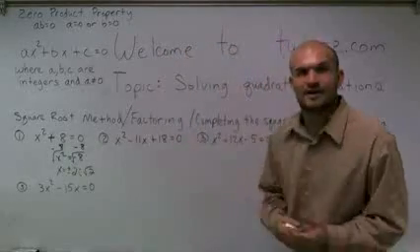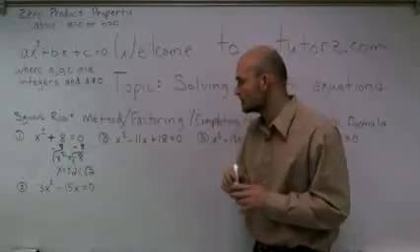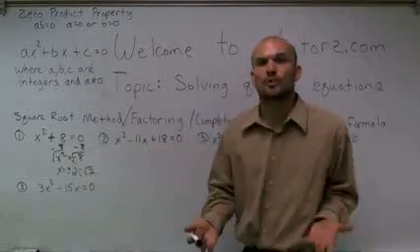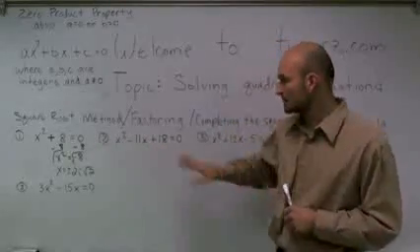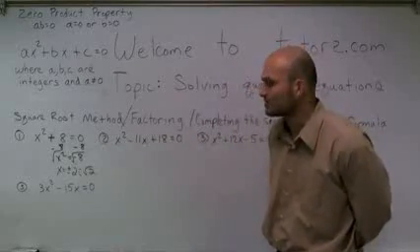The next one is factoring, and a lot of us have had a lot of practice with factoring. So really what we're going to do is use our factoring skills plus the zero product property to solve the equation. So here I have x squared minus 11x plus 18.